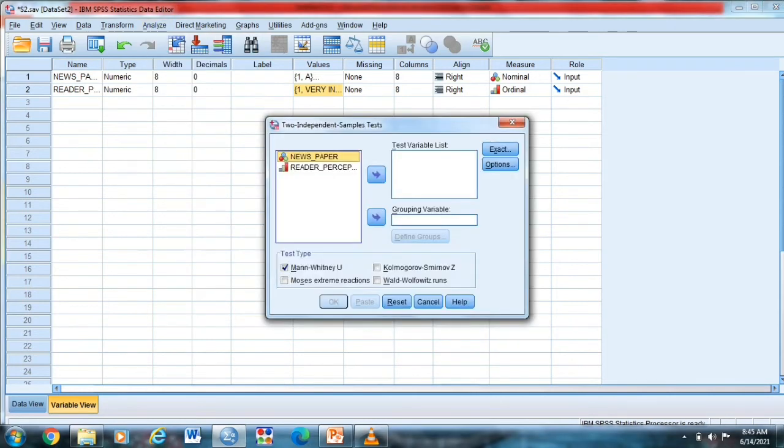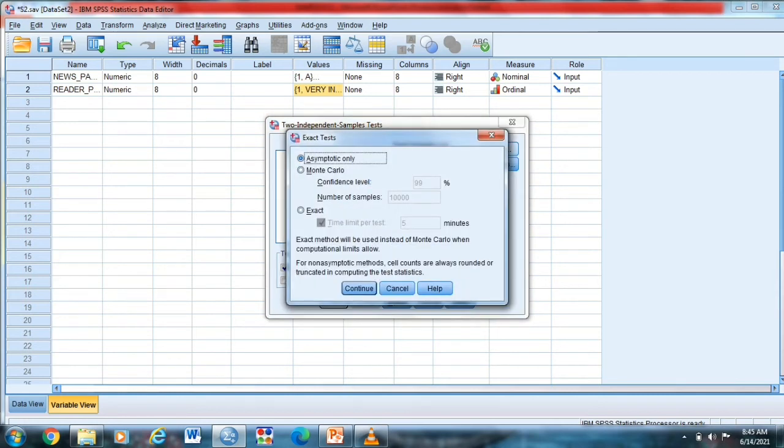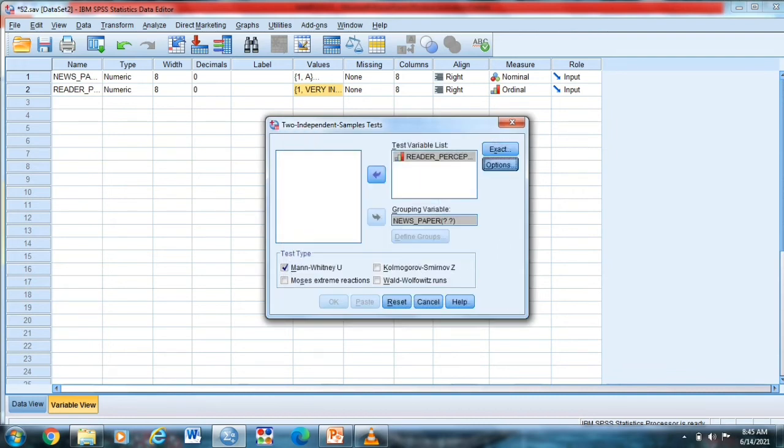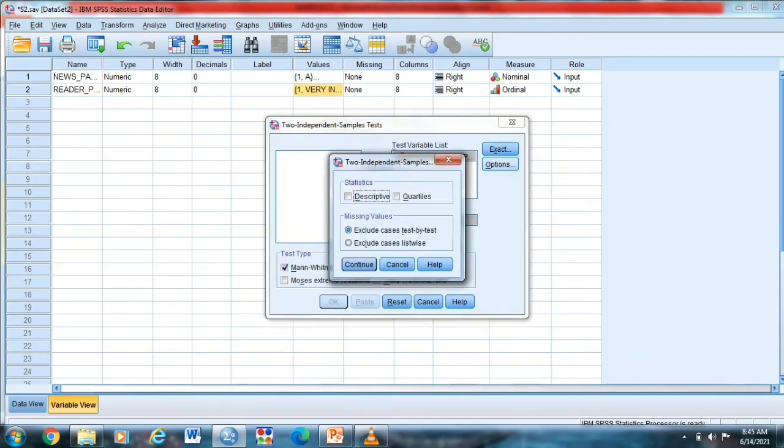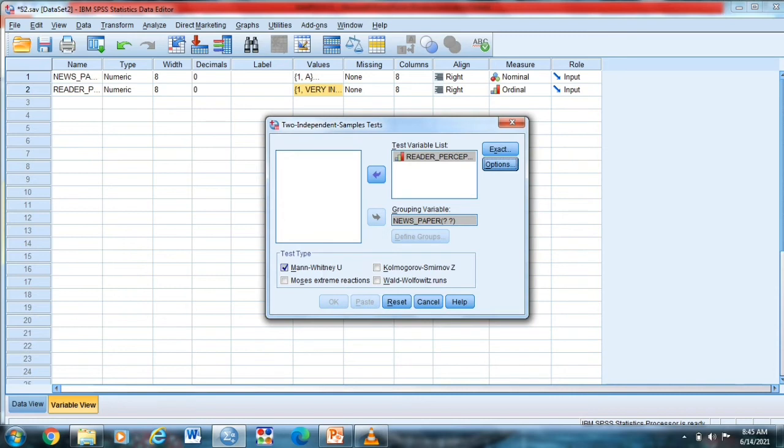Okay, then our newspaper, punta natin dito sa group variable. Ang reader perception, punta natin dito sa test variable list. And exact, tingnan natin sa exact. Okay, wala na yan. Continue. Sa option, wala na din ito. And then dito, ang kukunin natin ay Kolmogorov-Smirnov, hindi Mann-Whitney, since ang hanapin natin, you are going to analyze the Kolmogorov-Smirnov test. Okay? So, ito ang i-check natin.